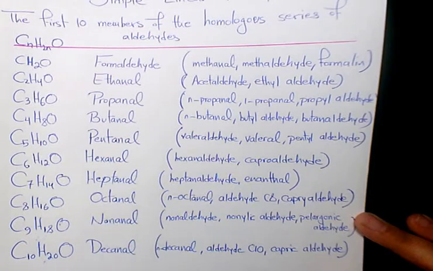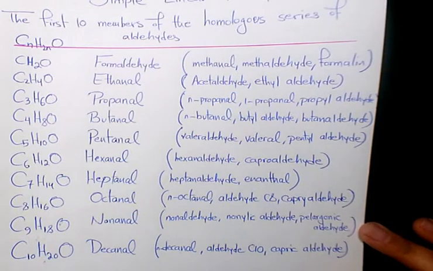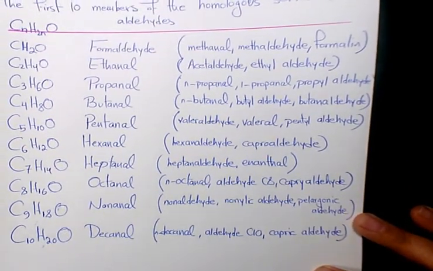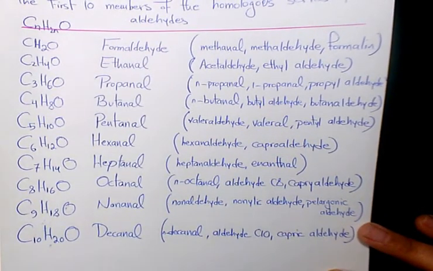Next one is linear octanal, C8H16O, normal octanal, octylaldehyde, 1-octanal or n-octanal, capryl aldehyde or aldehyde C8. These are the names for this linear octanal. Next one is nonanal. We have C9H18O, nonaldehyde or nonylic aldehyde or aldehyde C9 or normal nonanal or 1-nonanal. These are different names for linear nonanal.